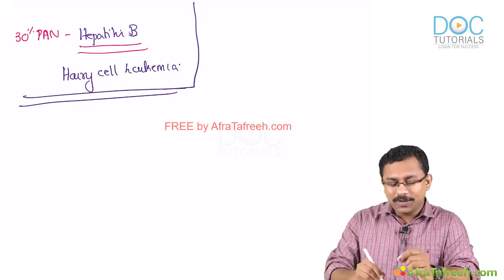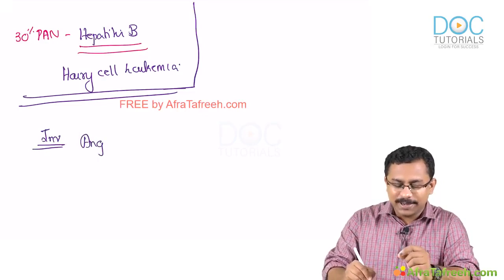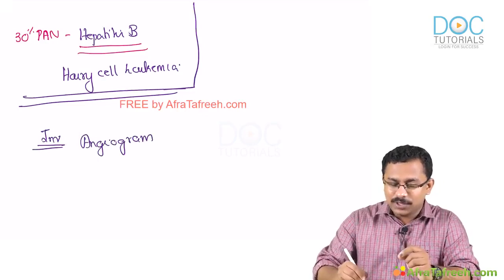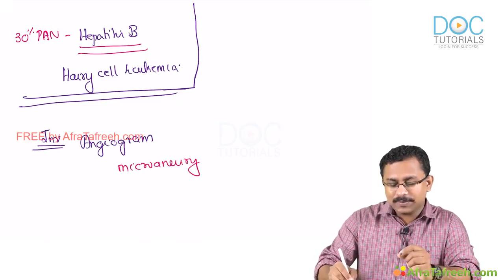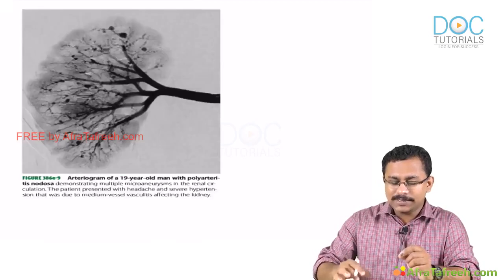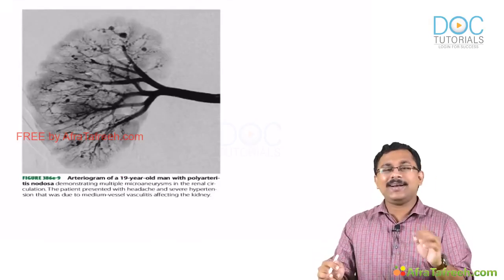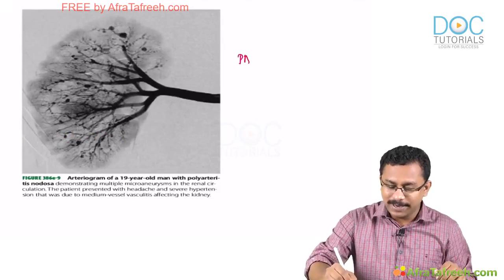A very important finding is that when you want to diagnose PAN, an important investigation will be your angiogram. And in the angiogram, PAN will actually show the finding of microaneurysms. I'll just show you a picture of that. This is renal artery involvement in a case of polyarteritis nodosa, PAN.